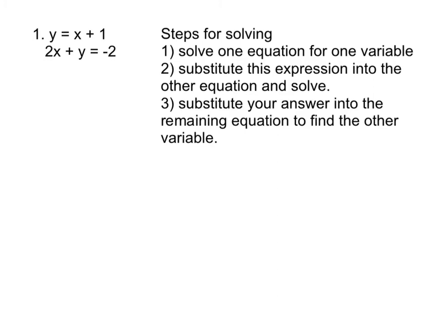Let's use these steps to solve example number 1. Example number 1 says y equals x plus 1 and 2x plus y equals negative 2. Step 1 says solve one equation for one variable. What that means is you want to get one of the equations with a letter by itself. For example, you want y equals or x equals. So if you look here at the first equation, it says y is equal to. We have isolated one of the variables, solved for y, which is fine. Step 1 on tonight's homework will be done completely for you.